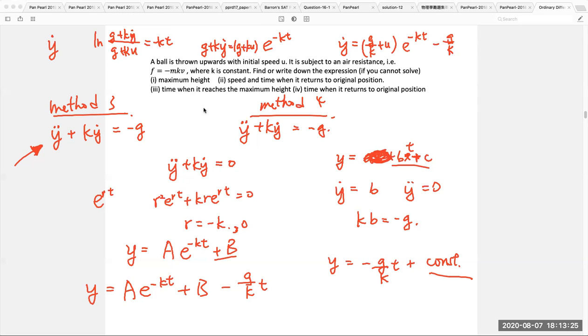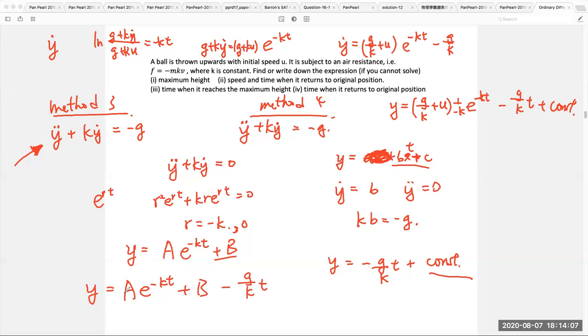Okay. So if you want to get y as a function of t, what you need to do is integrate this solution, integrate this function, and then divide by 1 over k, plus negative g over k times t plus a constant. You can see that these two solutions are actually quite similar, just different by the constant, because you haven't found this constant yet.